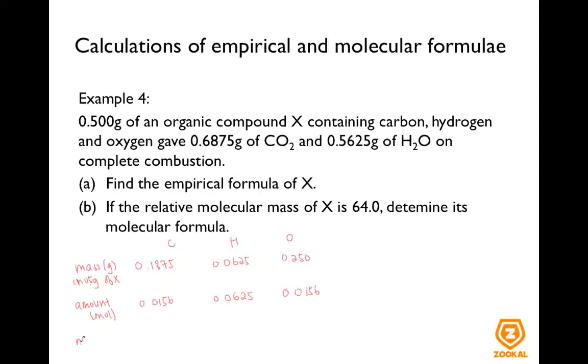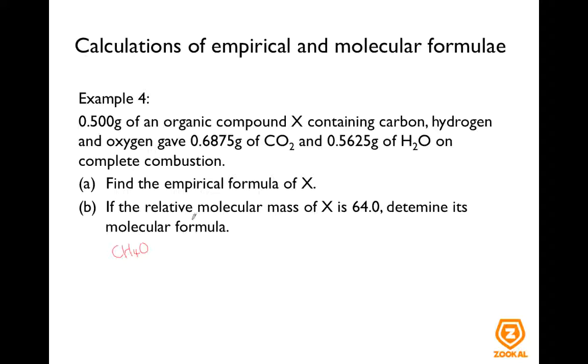So to find the mole ratio, 0.0156 divided by itself is 1. 0.0625 divided by 0.0156 is actually 4. And 0.0156 divided by itself once again is 1. Therefore, the empirical formula, which is the atoms in the simplest whole number ratio, is CH4O.